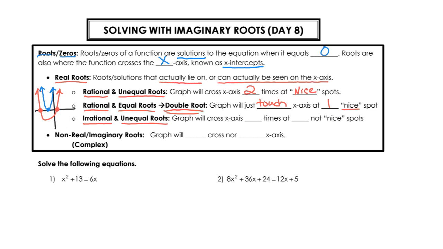And then we have irrational and unequal, and the graph will cross the x-axis still 2 times, like the red parabola that I graphed there, but not at nice spots. So the graph will cross the x-axis 2 times at 2 not nice spots. For instance, it crosses at, let's say, square root of -5 and square root of +5 or something like that.